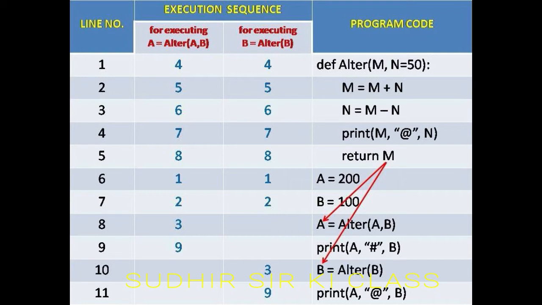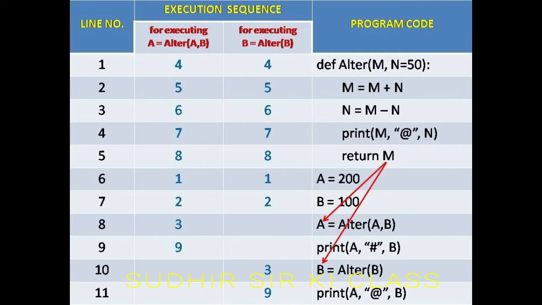When you call that statement, you can see the sequence. I have numbered the statements. The program will first have the variable declarations. So line number 1, line number 2 for A is equal to 200 and B is equal to 100. The third statement is the function call statement, that is A is equal to alter AB. The values of A and B, that is 200 and 100, will be given as arguments to this function.